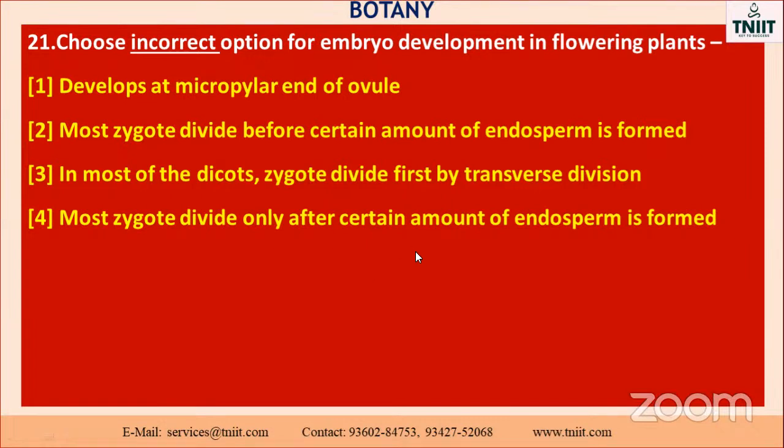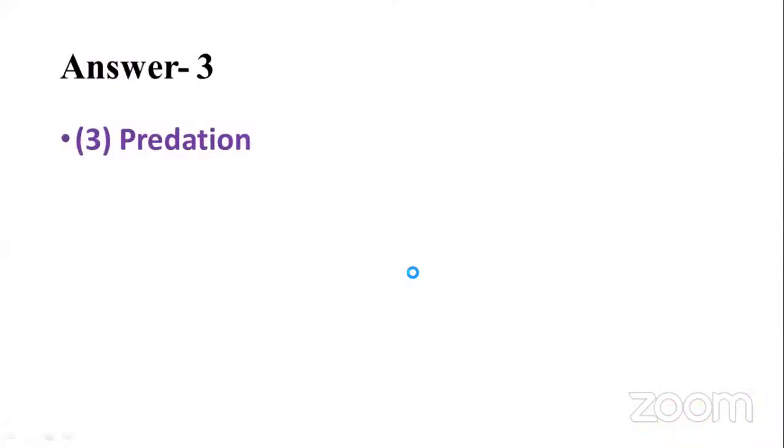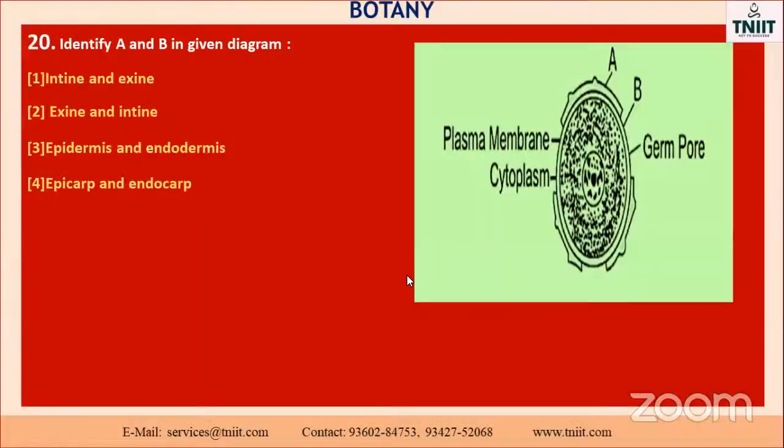Last class, we discussed the botany sessions. What is meant by identify the A and B in the given diagram? We saw it last class, so we start from this one also. This is the structure of a pollen grain, my dear students.